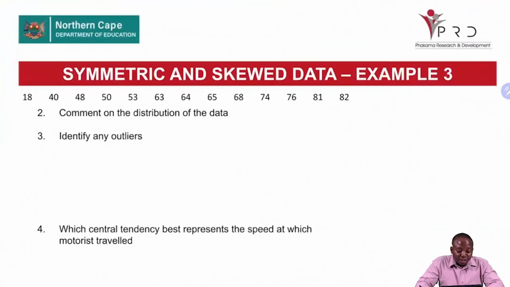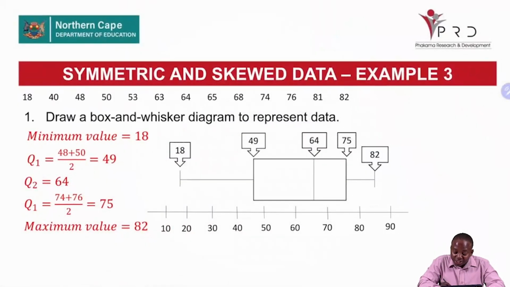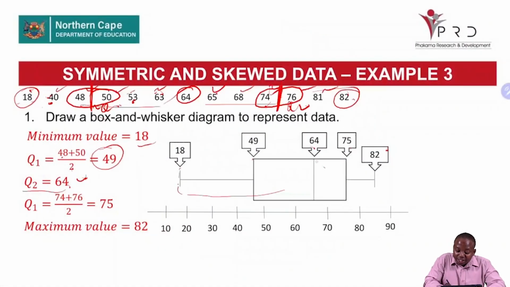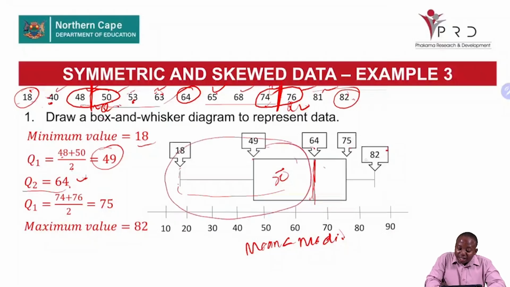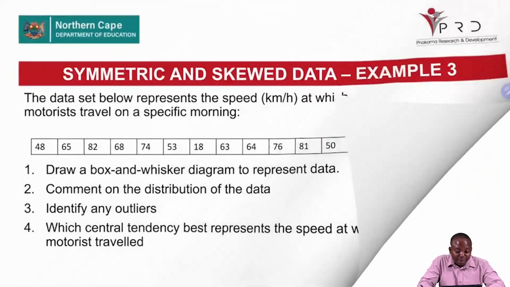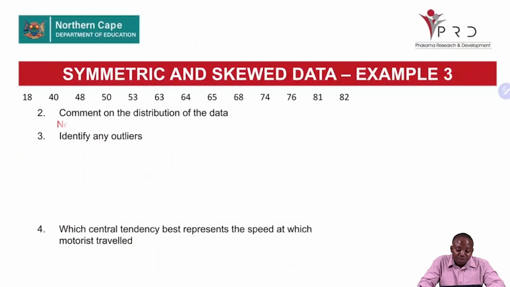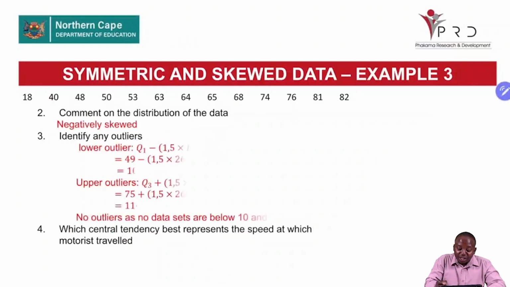Number 2, comment on the distribution: the data is negatively skewed. Let's go back and verify this. Now, negatively skewed, let's see. We can see the tail extends on this side. And when you check the box here, the mean is here, it's lower. So our mean is lower than our median. So you can see on the left side is left skew, which is negative skew, because this side is bigger than this side. So that answers number 2 for us. Negatively skewed, because in our box and whisker we can see that.